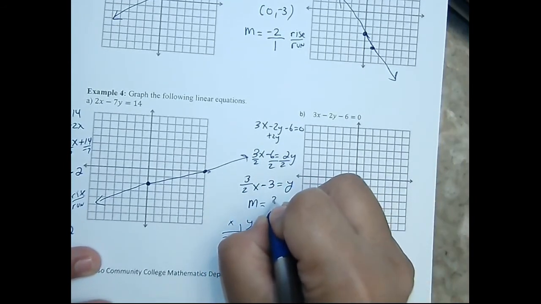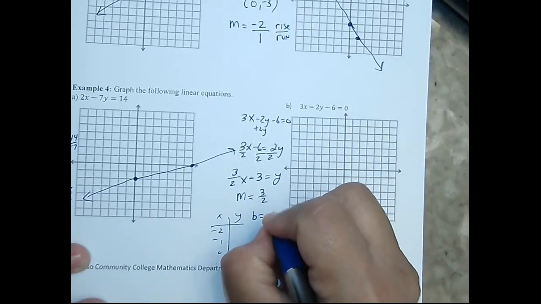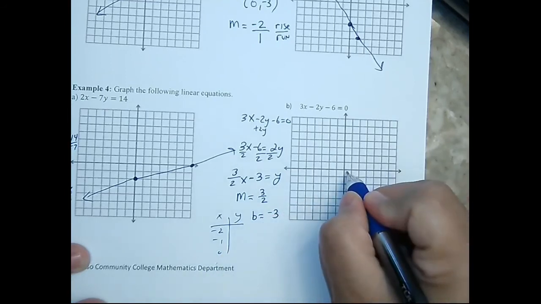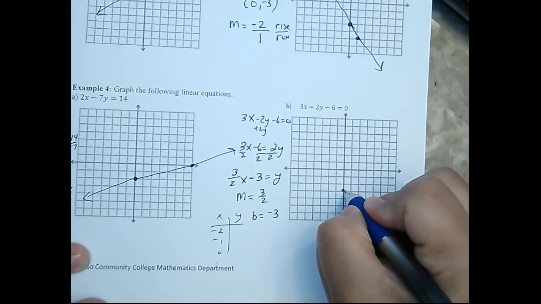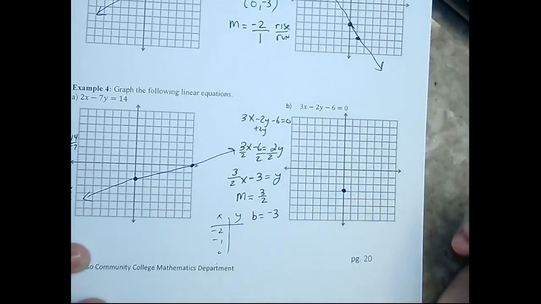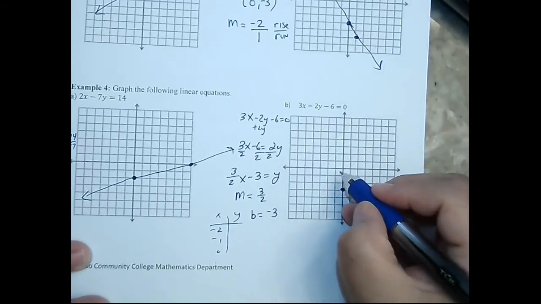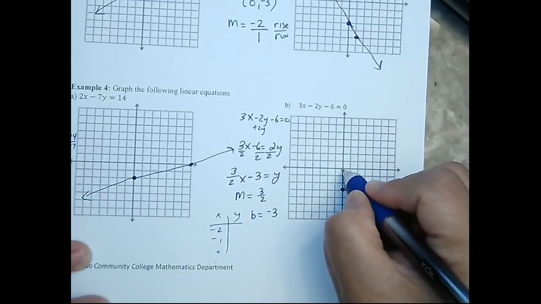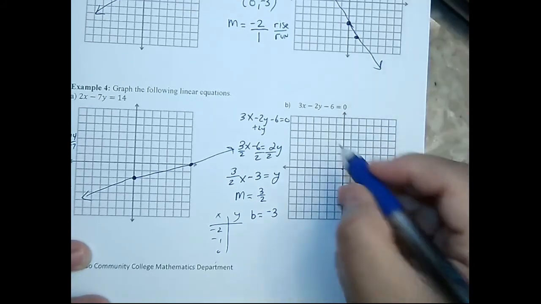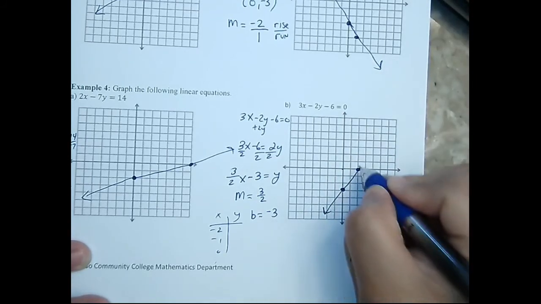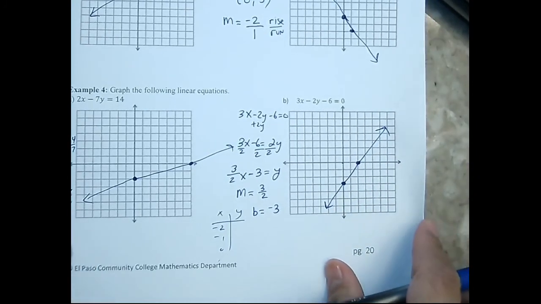So my slope is 3/2 and my y-intercept is -3. So we're going to plot the -3. Then we're going to go up 3 units and to the right 2. Connect our points. And that would be our line.